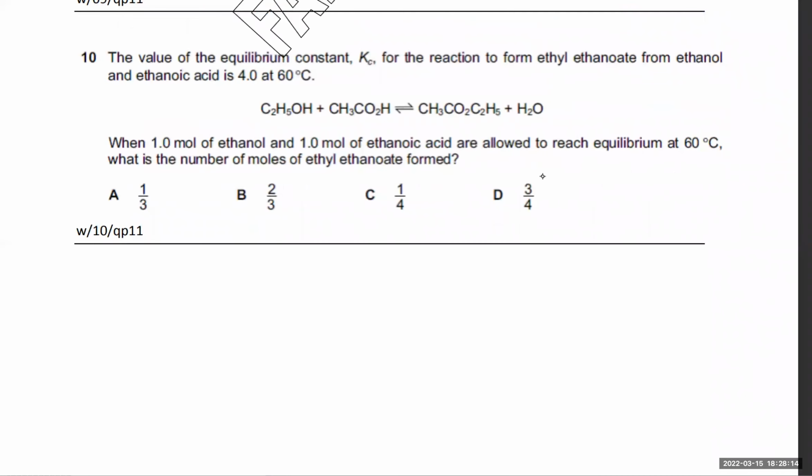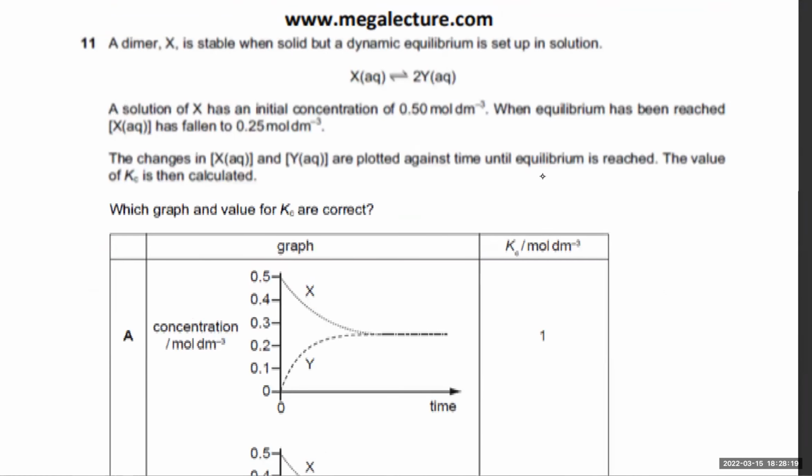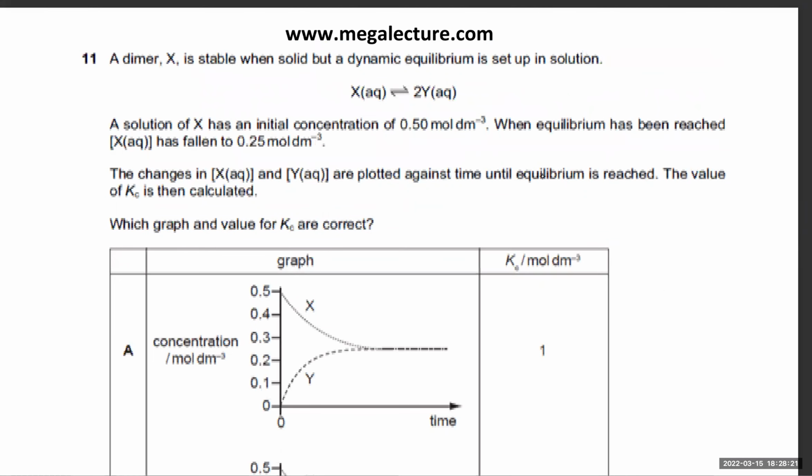So we already see another question. This is also about Kc. He's asking you to calculate Kc. He said the initial concentration, so basically the reaction is X in equilibrium with 2Y. He's saying that initially X is 0.5 mole per dm cube. So initial is given as 0.5 and Y is 0, so there is no Y in the container. And then he says when equilibrium has been reached, the concentration of X has fallen to 0.25.